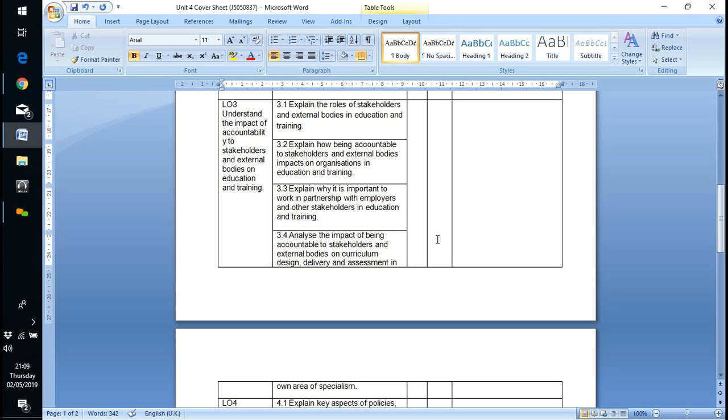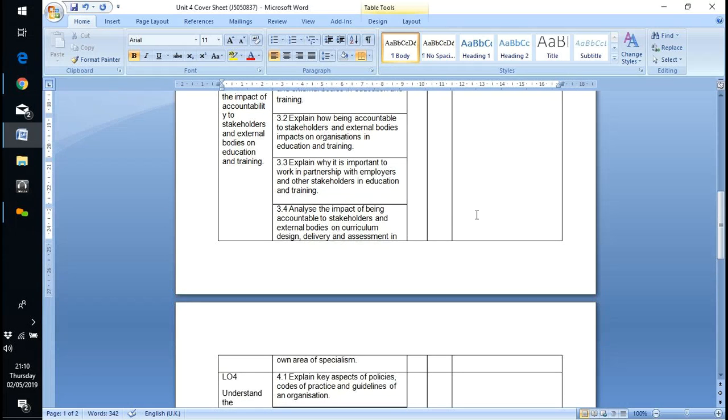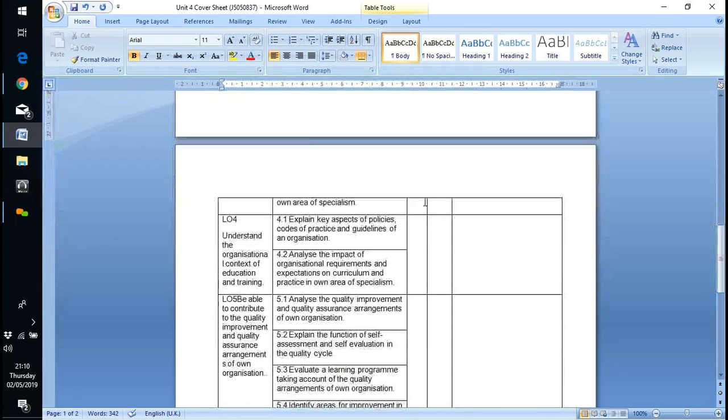Good. So it's looking at explain why it's important to do those things. Yeah. And of course, those partnerships have teacher exchanges as well. Yeah, they do. Yes, all the heads in that have been exchanged around. And analyse the impact of being accountable to stakeholders and external bodies on curriculum design, delivery, and assessment in your own area of specialism. Yeah.